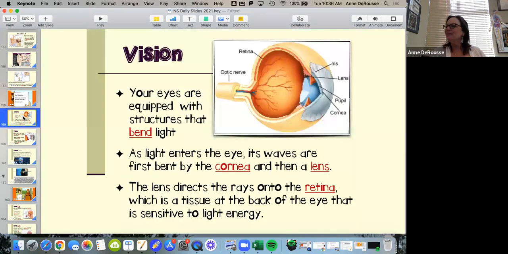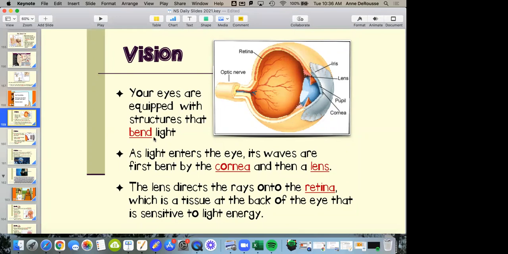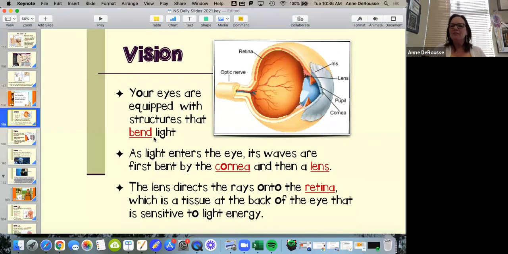Did that help kind of seeing how the rods and cones work? So your eyes have those structures like you saw that bend light. The cornea, which is what I scratched, if you remember, first bends the light, and then you have a lens, and it directs it to the back of the eye right here, which is the retina. And that's where the rods and cones are.